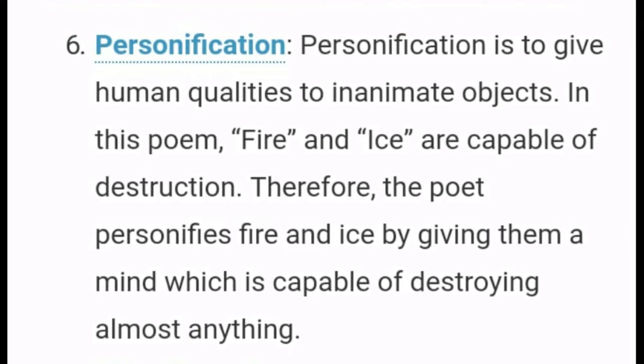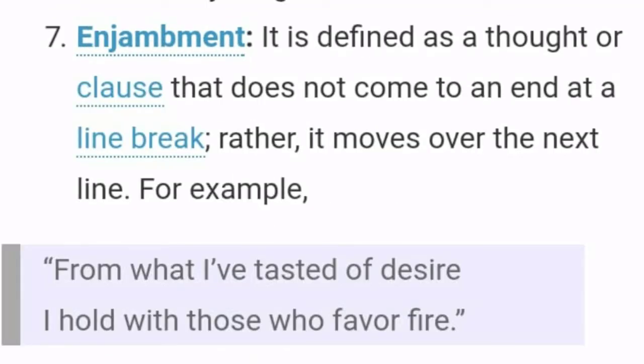Then we come to the next poetic device, enjambment. It is defined as a thought or clause that does not come to an end at a line break. When the line breaks, it does not come to an end, but it moves over to the next line. For example, "from what I have tasted of desire" does not finish the meaning there. "I hold with those who favor fire."